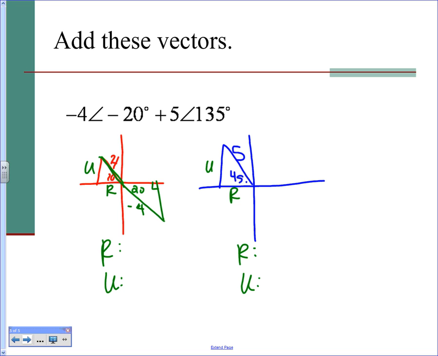Okay, someone come write the R and U for the red picture, the one on the left. Yeah, you're still using cosine and tangent, just like before.